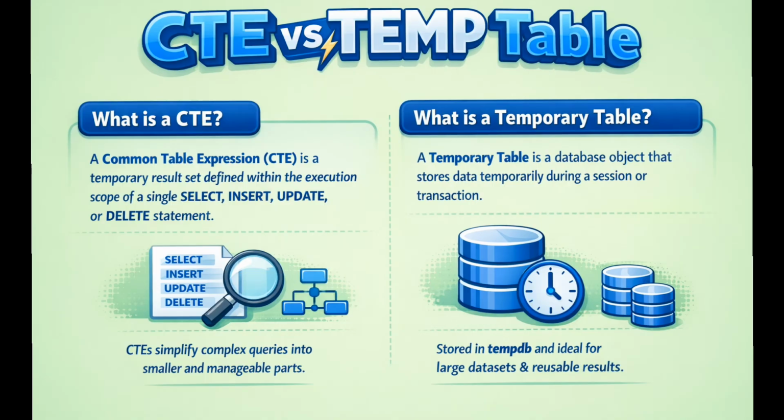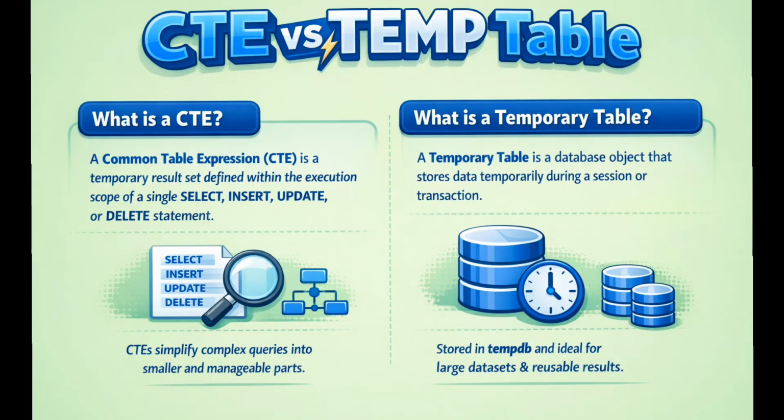Let's understand the difference between a CTE and a temporary table in SQL. First, what is a CTE? A common table expression, or CTE, is a temporary result set that exists only during the execution of a single query, like select, insert, update, or delete. CTEs are great for breaking down complex queries into smaller, more readable parts. They make your SQL cleaner and easier to maintain.